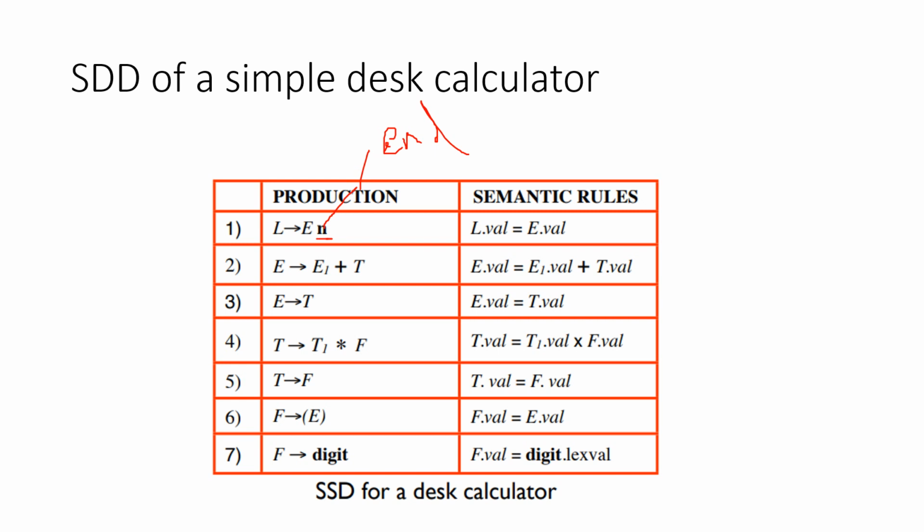So what is it? F dot val. F dot val equals digit dot lex val. This is the core value, the final value. This is the digit which we get from the lexical phase. The lexical analyzer supplies the digit to this grammar symbol F dot val.